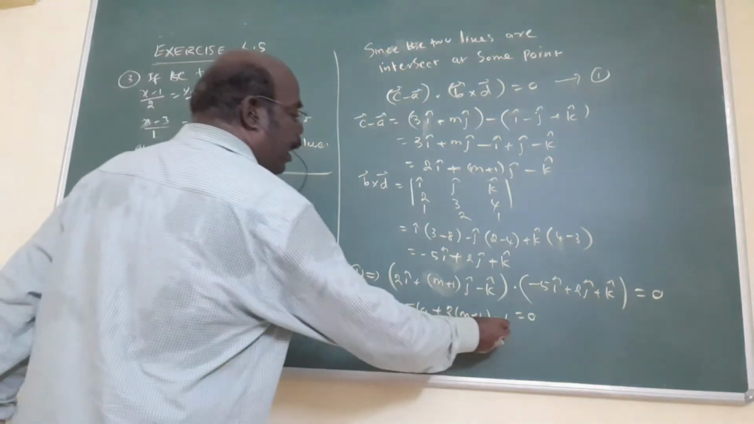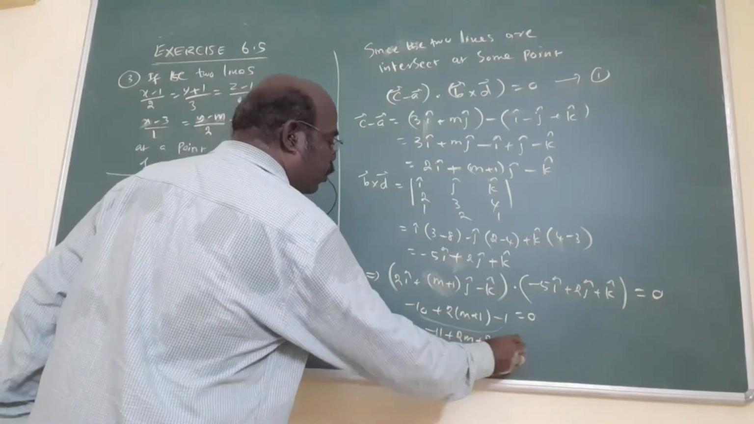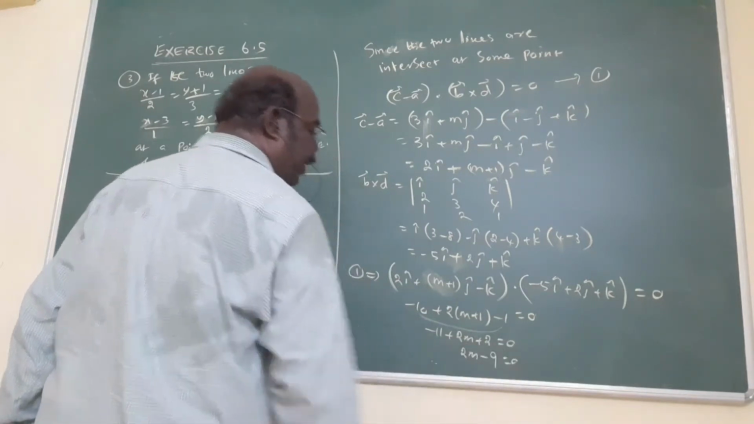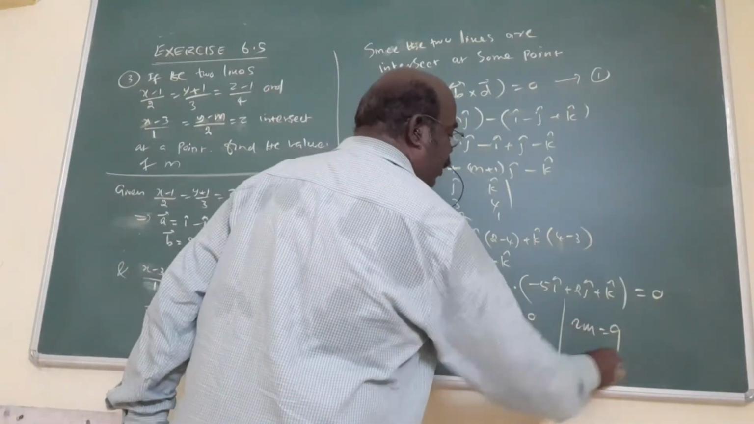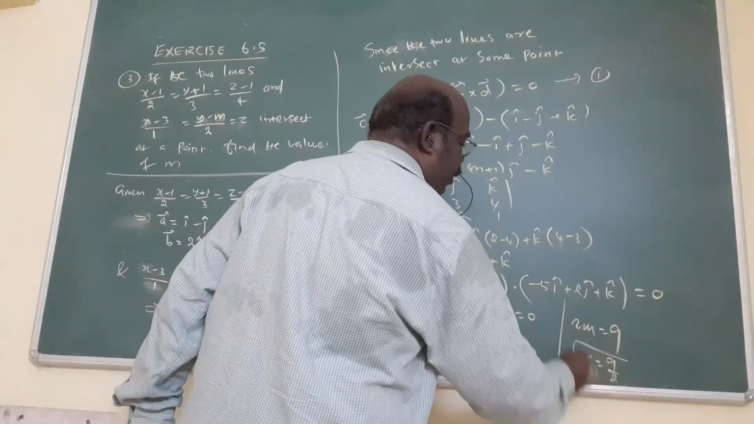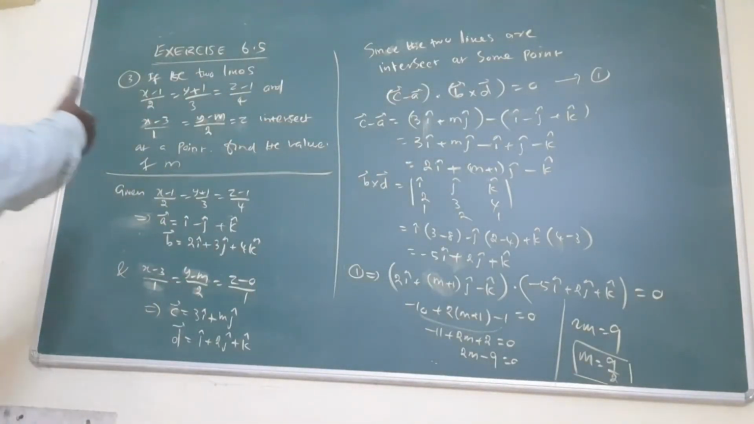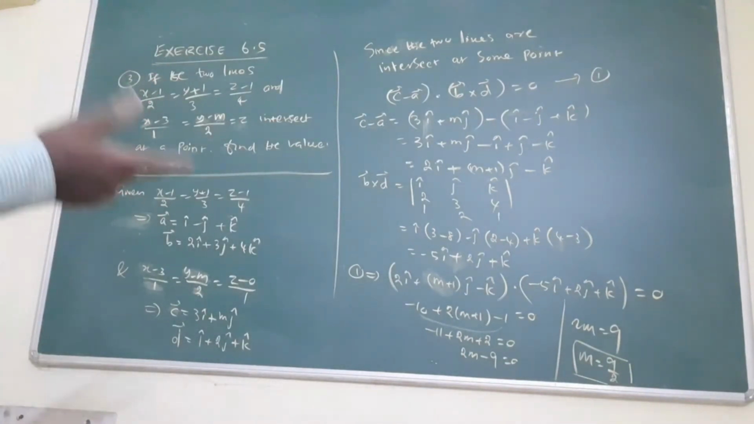Now, adding both: minus 11 plus 2m plus 2 equals 0, so 2m minus 9 equals 0. Am I correct? So 2m equals 9, m equals 9 by 2. This is the answer. This is also a 5 mark question, but a simple concept. Here you have to identify the A vector, B vector, C vector, D vector after writing the formula clearly. If the formula involves C minus A, B cross C, the dot product, simplify and you get the answer m. So, for intersecting at a point, this is the formula.